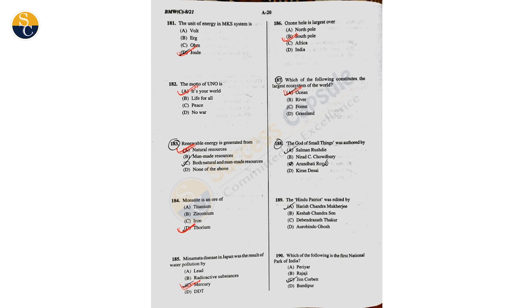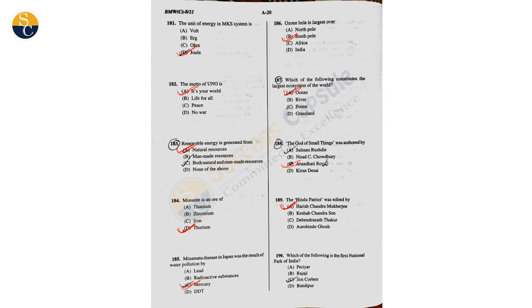Next, The God of Small Things was authored by Arundhati Roy. So, C is the correct answer. This book received the Booker Prize in 1997. The Hindu Patriot was edited by Harish Chandra Mukherjee in 1853. So, A is the correct answer.